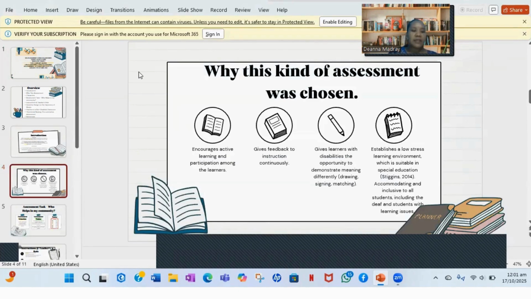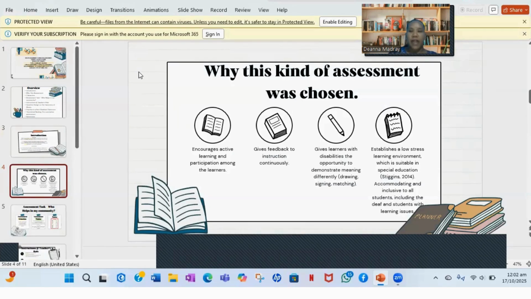Second, formative assessment encourages active learning and participation among the learners. When assessments are an integral part of the learning process, students are more willing to try, risk being wrong, and engage fully. Third, and this is vital, it establishes a low stress learning environment. As Gins 2014 highlights, this is particularly suitable for special education. When the pressure is reduced, the focus shifts entirely back to learning.